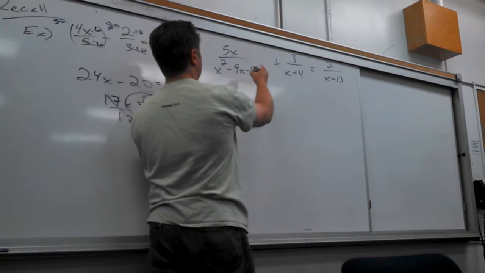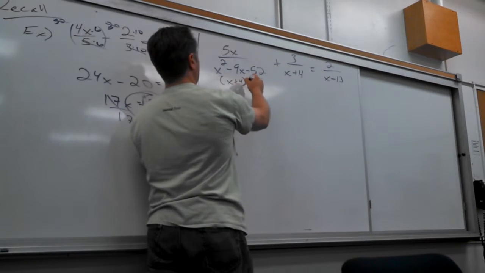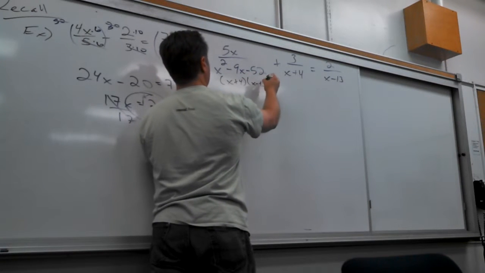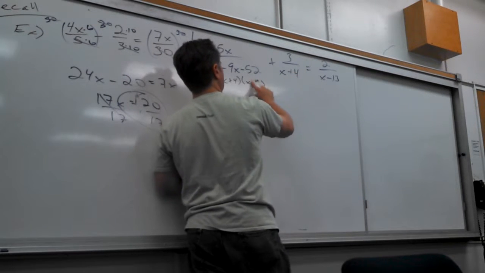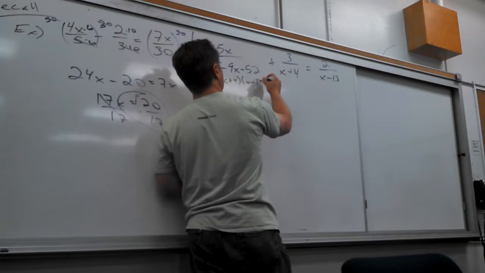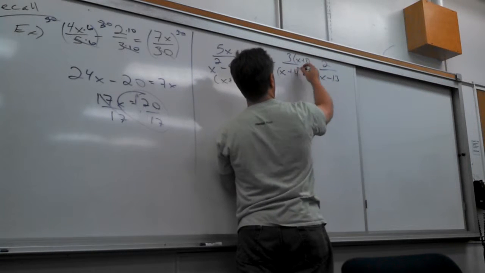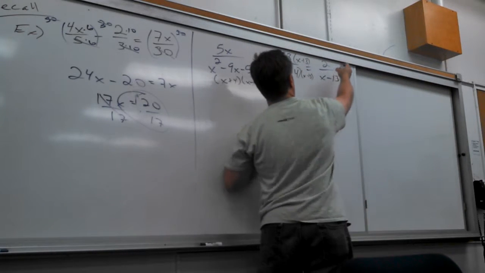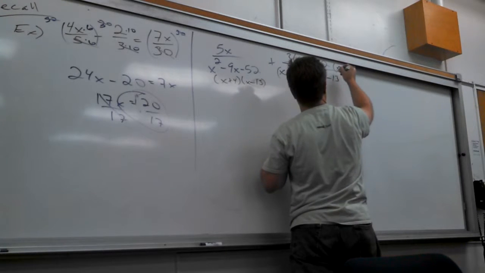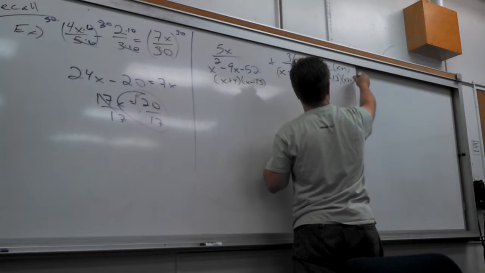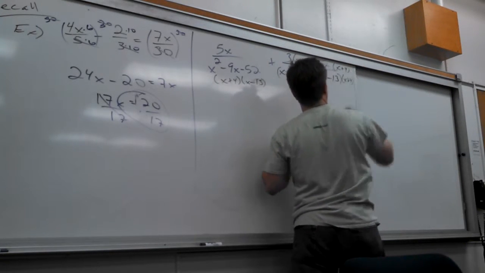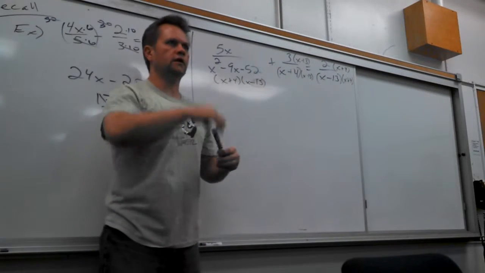So then the LCD is that, right? So what's he need? He needs a who? x minus 13. x plus 4. So everything I've done so far is legal because I'm doing the same thing to the top and bottom.